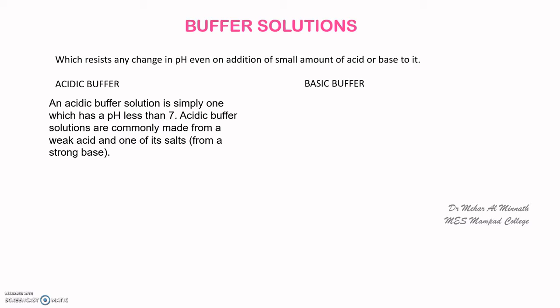It is commonly made from a combination of a weak acid and its strong salt, like a weak acid and a strong salt of the same acid. For example, a solution of acetic acid and sodium acetate. So acetic acid is a weak acid, sodium acetate is a strong salt of it. It is made from a weak acid and a strong base, acetic acid and sodium hydroxide. Now, we can have different acidic buffers by having a combination of any weak acid and a strong salt of it, the same.